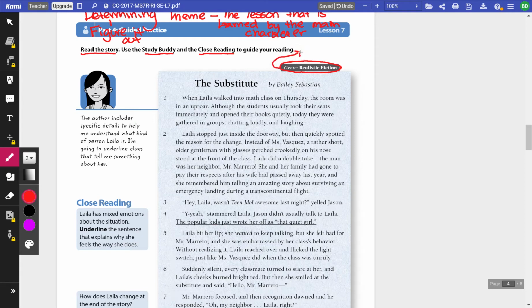Remember, realistic fiction is fiction, so it's made up, but it's something that is realistic. It's something that could potentially happen in real life. And the characters, the setting, the conflict, the situations, all of that is believable. So not only could it happen in real life, it's believable.